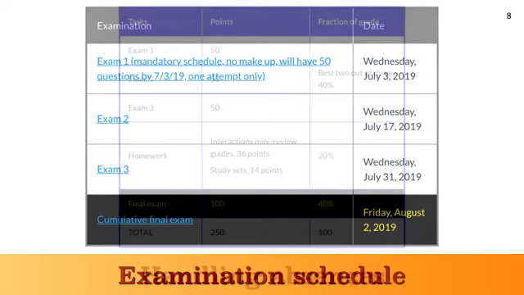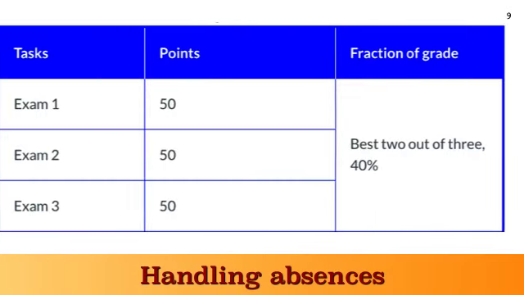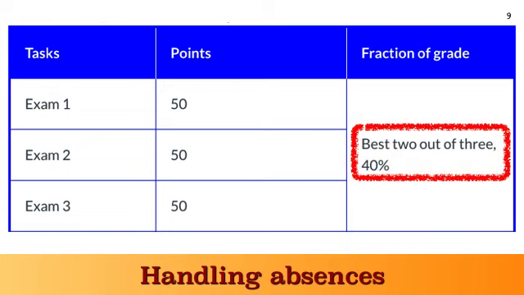Right now, the way that we handle absences, as I said, is we go to the best 2 out of 3. Right, so this right here is our strategy. So we'll have 3 midterm exams, and if you are absent for one of them, that's the one that gets dropped. Okay, if you're there for all 3, then the lowest one is the one that gets dropped.